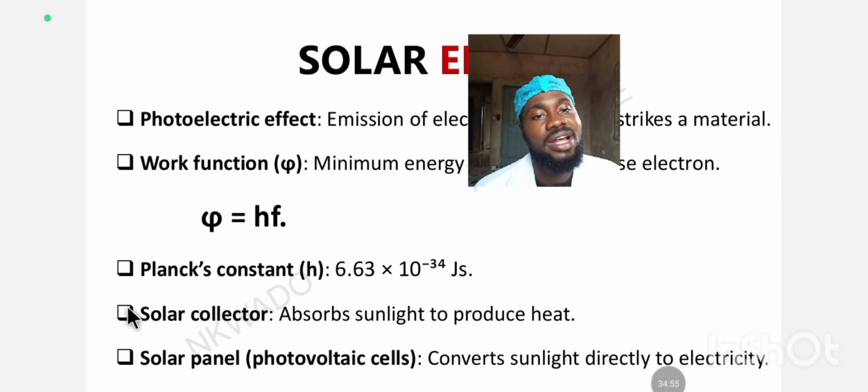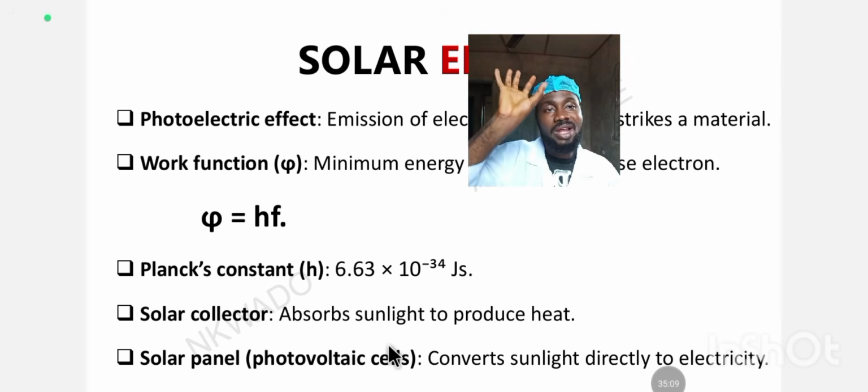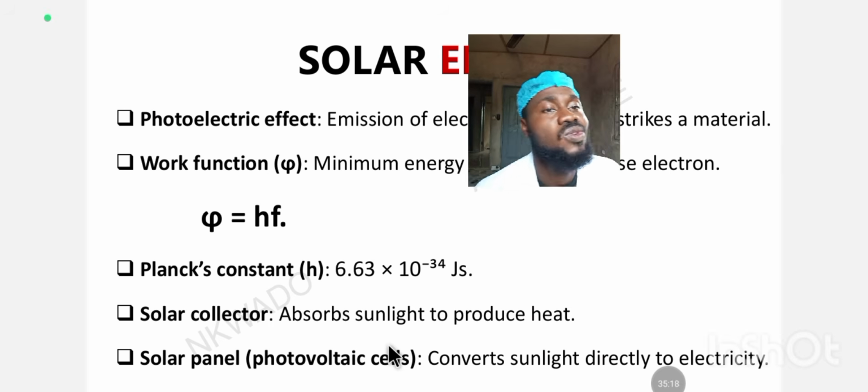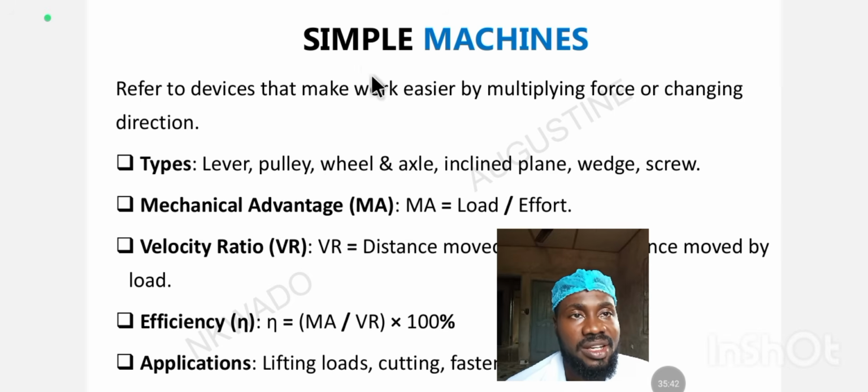Let's look at solar collector. Solar collector or solar accumulator is a device that absorbs sunlight to produce heat, okay? Because sunlight is a renewable energy, you use a solar collector to absorb the sunlight, absorb the power, and store it as heat. So when heat is needed, you use it. You can use it to cook and so on. Solar panel is also known as photovoltaic cell, which converts sunlight directly to what? Electricity.